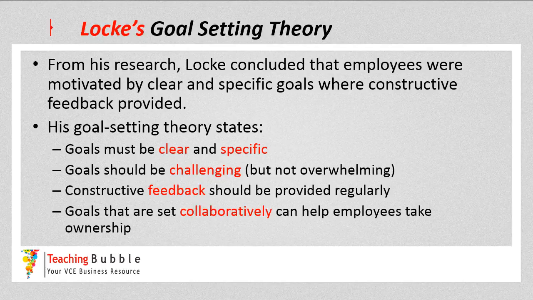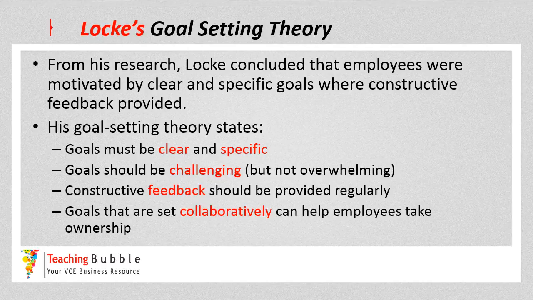Another thing that was really important was that constructive feedback should be provided regularly. Sometimes a goal can be over a long period of time, especially a challenging goal, and a manager providing feedback to the employee can really help keep them on track, maintain momentum and keep them motivated in order to achieve that goal. It also helped if goals were set collaboratively, so that if the employee had some say in what the goals were, then that could help the employee take ownership over that particular goal and be motivated to achieve it.